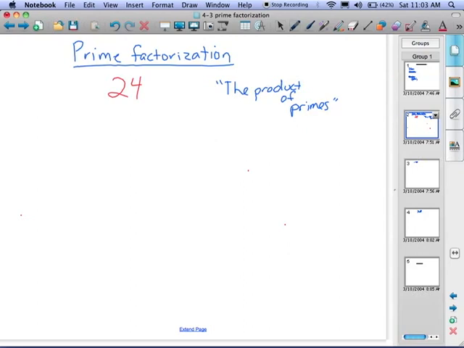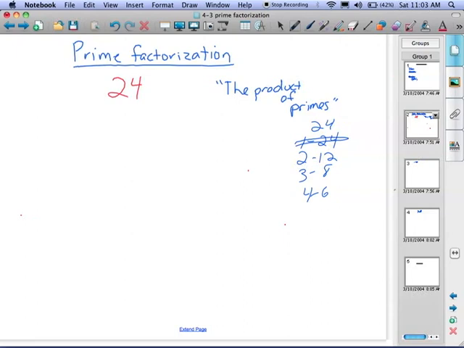24, relatively easy, can be 1 and 24, 2 and 12, 3 and 8, or 4 and 6. 1 and 24 will do you no good because it doesn't break the 24 down into any of its smaller parts. So we won't use the 1 and 24. In fact, you won't use that for any number unless it's a prime number, and you'll use it to just show that it is a prime number.